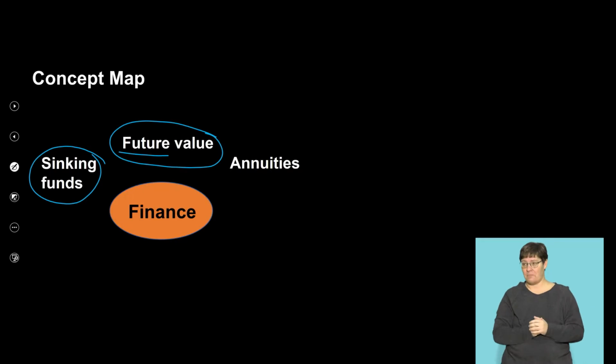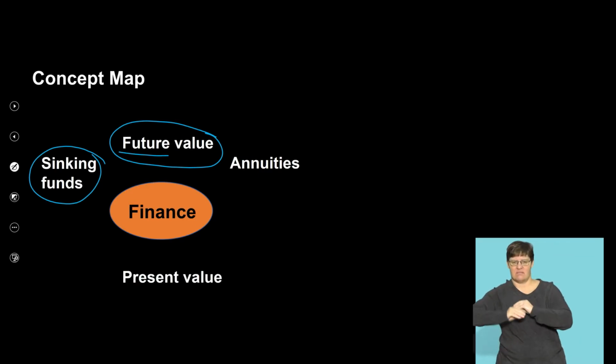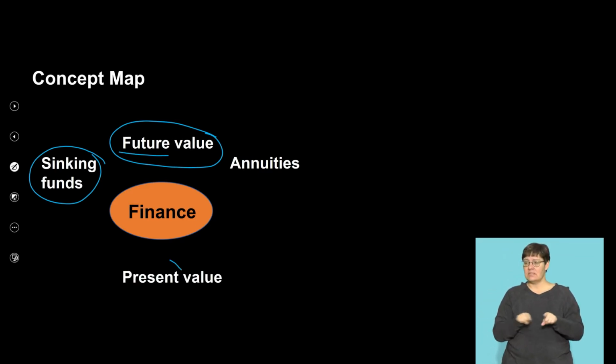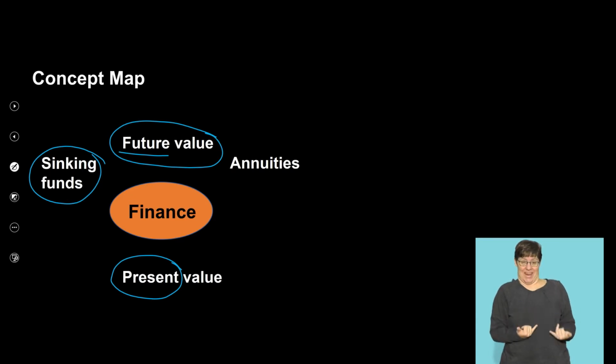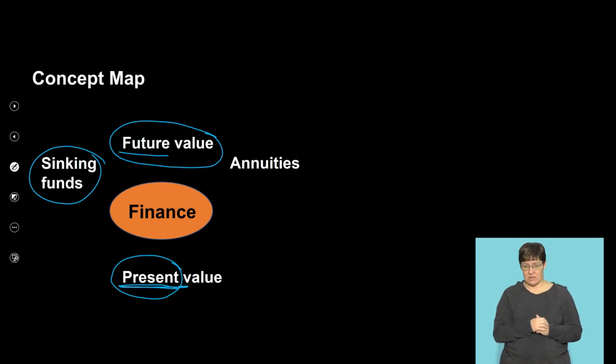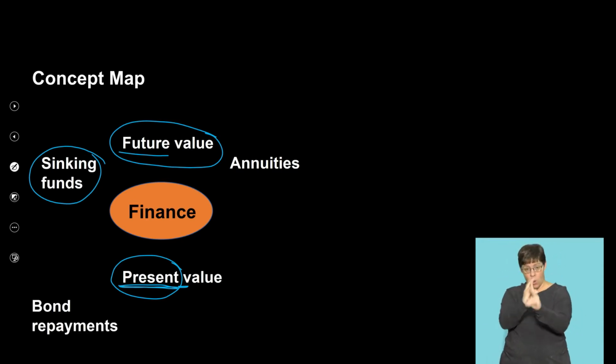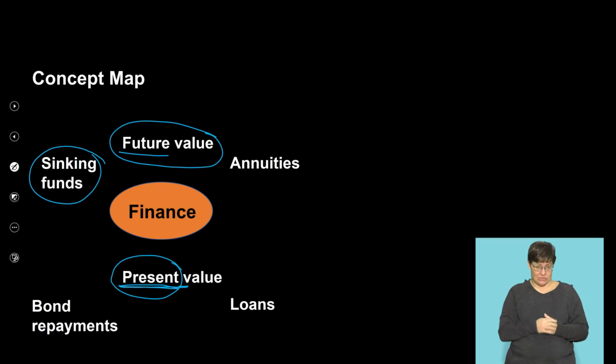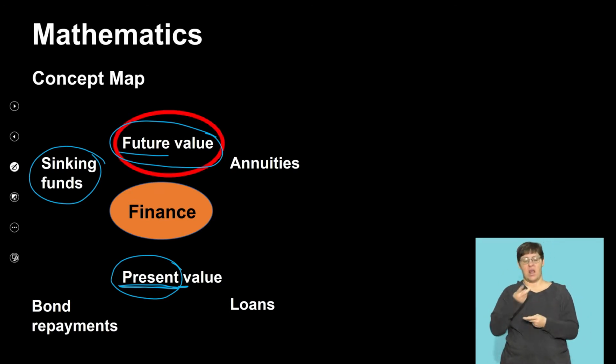Also, we have what we call annuities. Annuities also have to do with a month-to-month basis. And then we also have what we call a present value. As it says, this is a present value. It's the money you get now. But most of the time, this is not money that you own. It's money that you get from a bank, maybe because of a bond or because of a loan. So these are bond repayments and loans, as I said. But now we are focusing on future value.